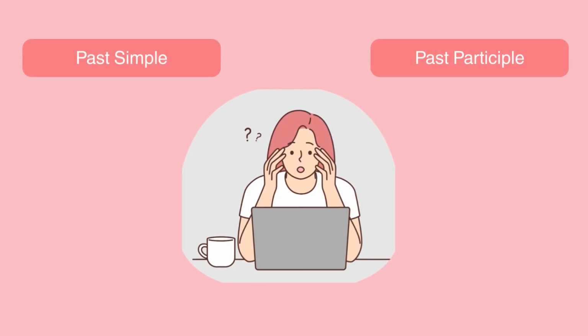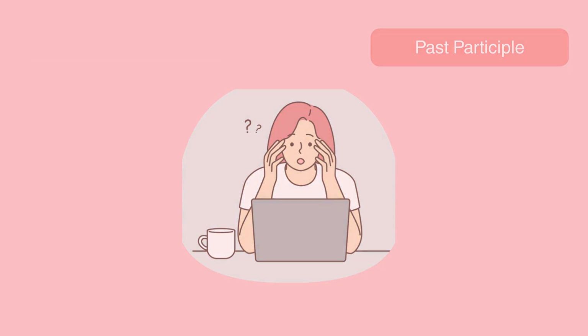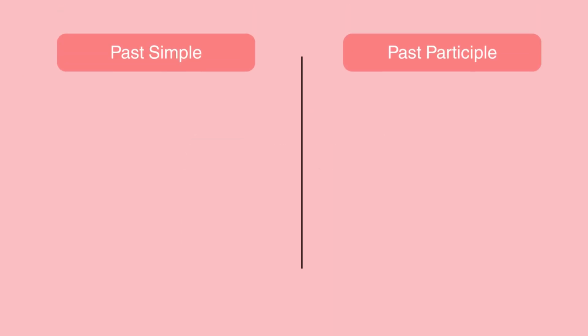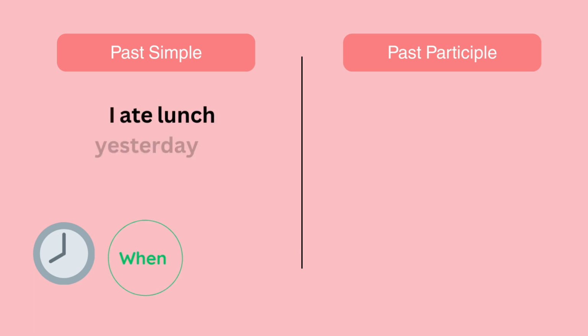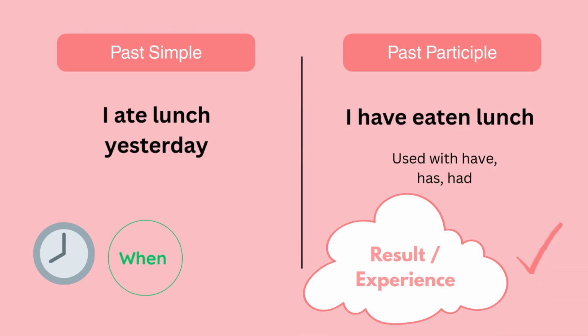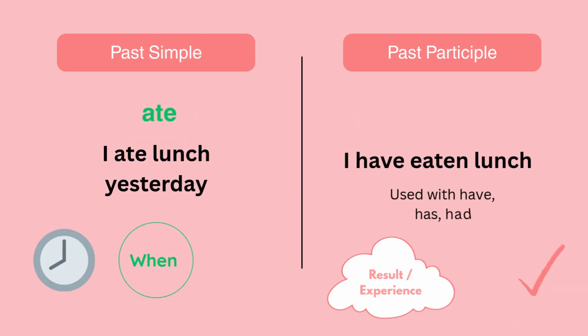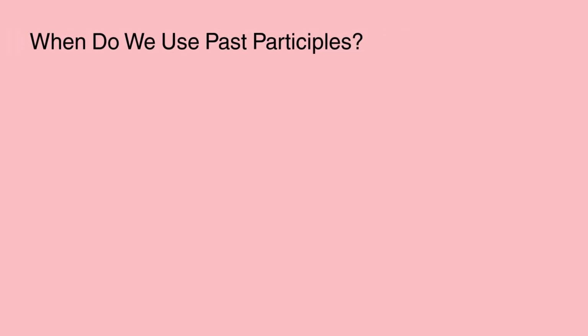It's easy to confuse the past simple and the past participle, particularly with regular verbs. The past simple tells us when something happened. For example, I ate lunch yesterday. The past participle is often used with have or has, and it shows the result or the experience. For example, I have eaten lunch. So ate is the past simple and eaten is the past participle.